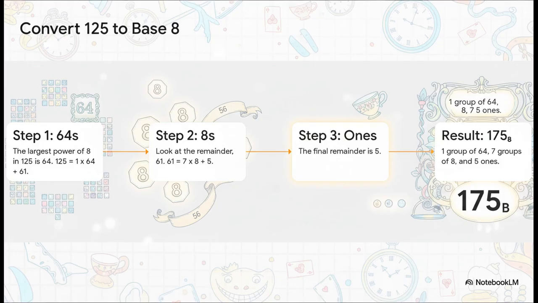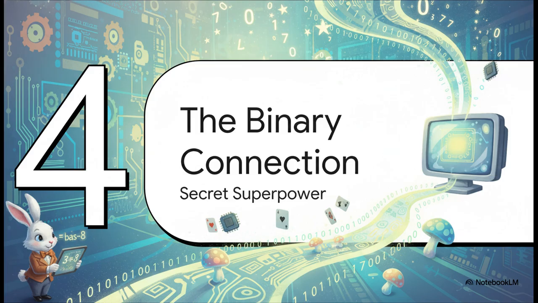So you put it all together: 1 group of 64, 7 groups of 8, and 5 ones. That means 125 in our world is written as 175 in base 8. Now, I know what you might be thinking. This is a fun little brain teaser, but what's the actual point?